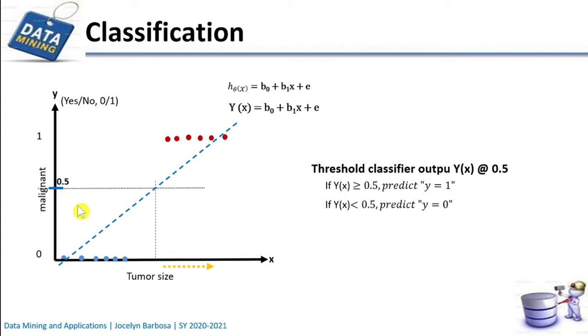So using this threshold, 0.5, and utilizing the regression line like this, we end up classifying everything on the right side of this point as the positive class, or malignant, while everything on the left of this line or this point will be classified or predicted as the negative class.